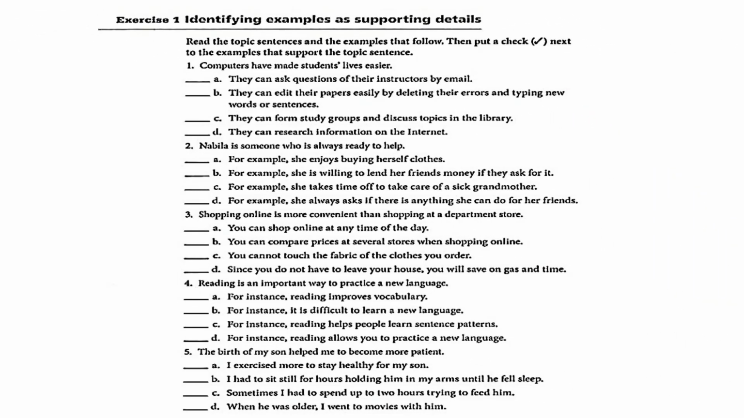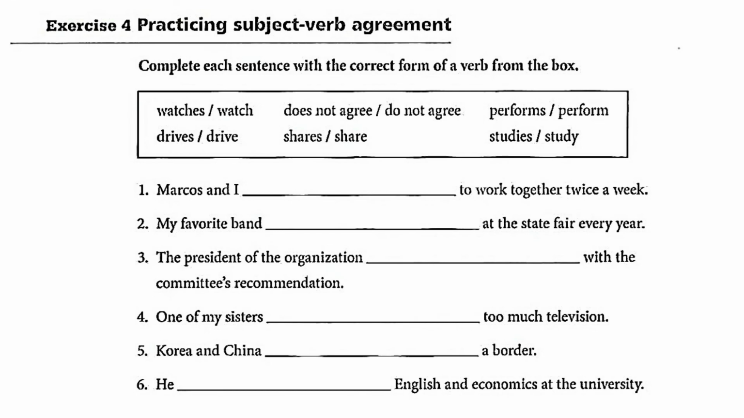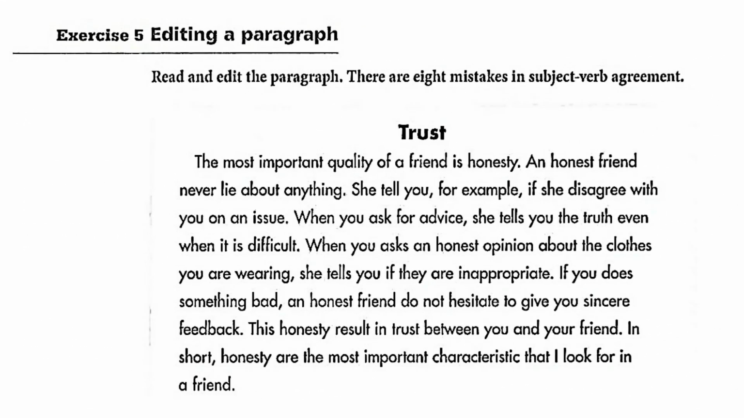Now here is an exercise in which you can try to identify examples as supporting details. Read the topic sentence and the examples that follow. Then put a check next to the examples that support the topic sentence. Alright, you can do this and then we're going to discuss it in our Telegram group. The next slide, this is another exercise on subject and verb agreement. We can do it together in our Telegram group. And the last one is editing a paragraph.